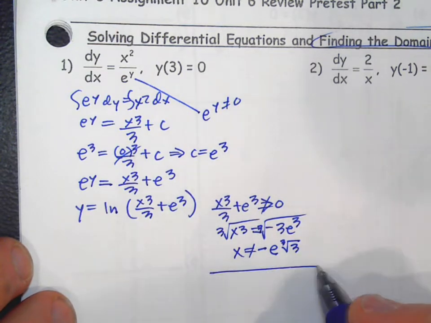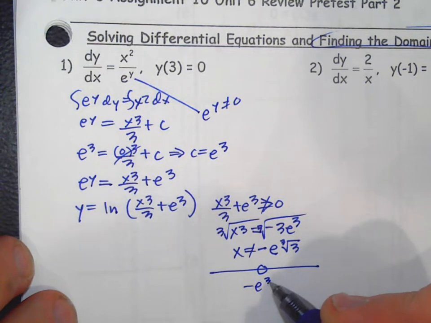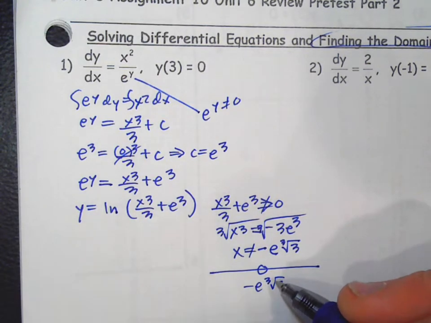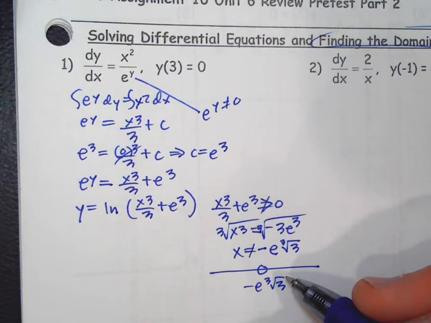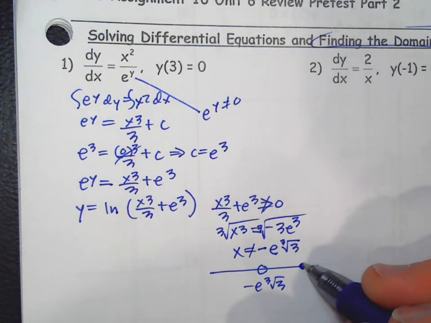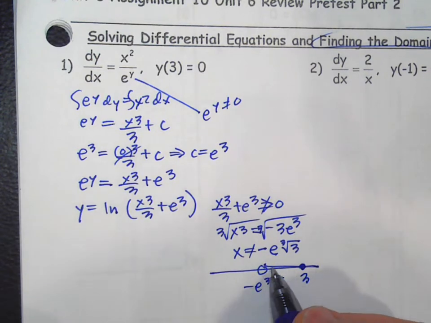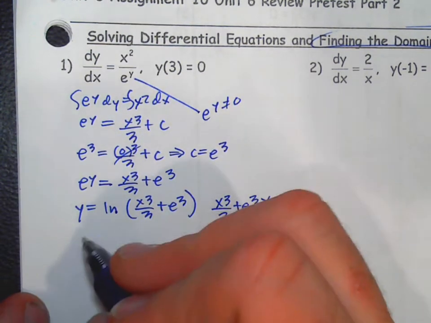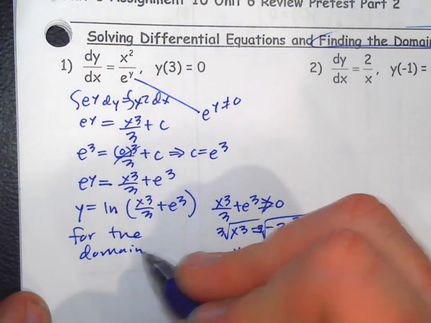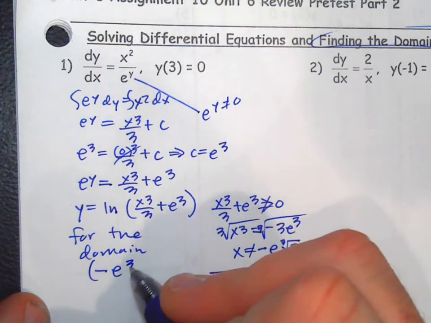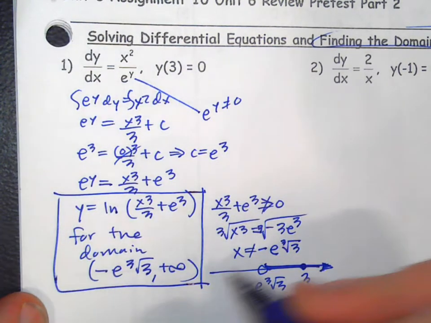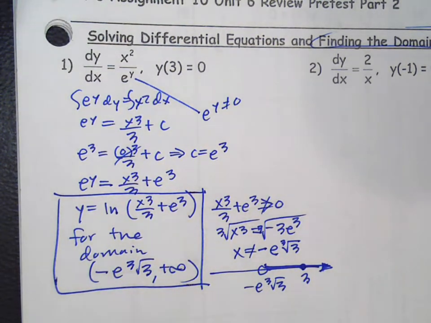On a number line, we put an open dot there. And cube root of 3 is definitely bigger than 1, times e, so this is definitely some negative number. So our positive 3 is for sure on the right. Single open interval. So for the domain, it's going to be negative e cube root of 3 comma positive infinity. It's a little different than what I had on my solutions, so I made a mistake.